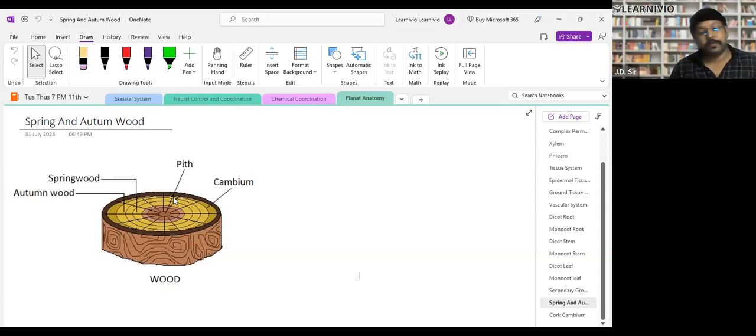The wood formed in this season is called spring wood, and the wood formed in the autumn time will have a narrow cavity and be solid. That is called autumn wood. Got it? What is the spring wood and autumn wood? Let me write it down, then you will get a better idea.